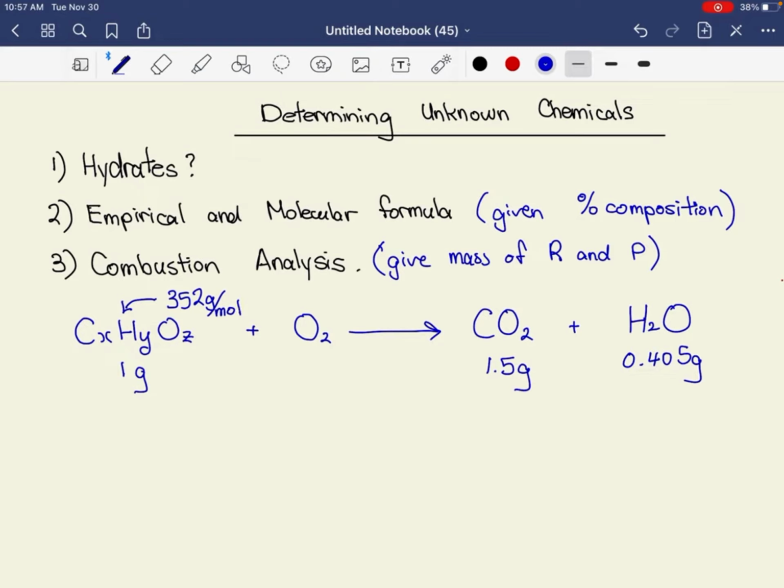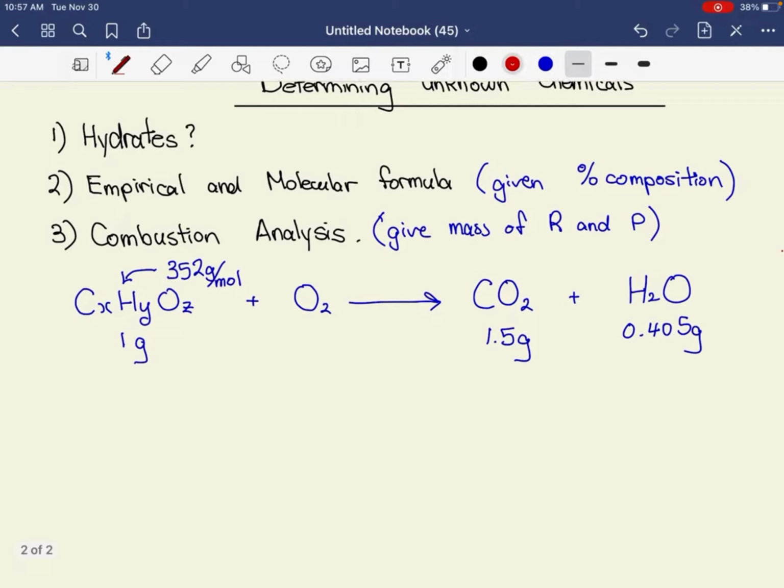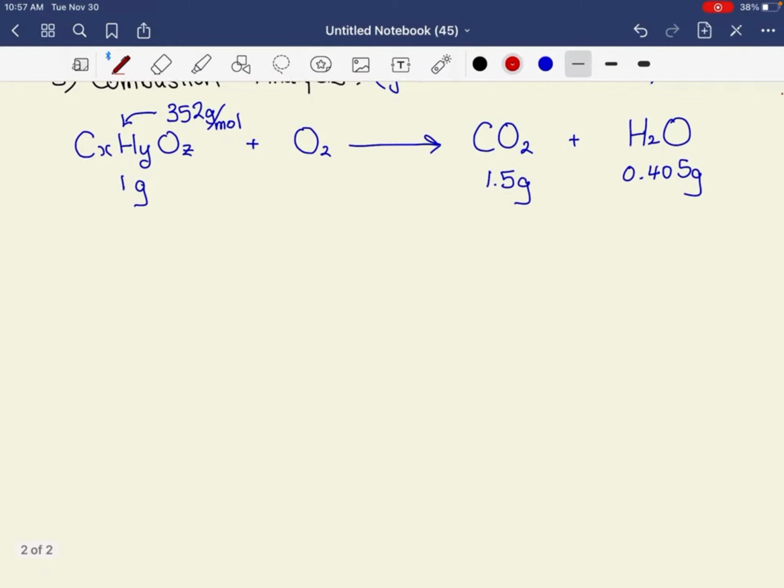Now, this is all the information that you need to find the empirical formula for CxHyOz. But let's say we also did a mass analysis, and we know that CxHyOz was worth 352 grams per mole. Let's say we did that analysis also. So let's find the empirical formula first, and then we're going to find n to find the molecular formula. So let's take a look at this 1.5 grams of carbon dioxide.